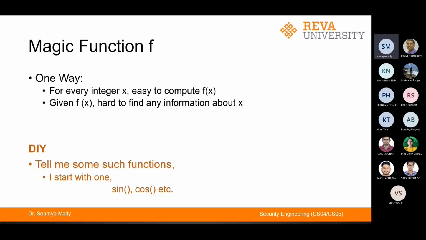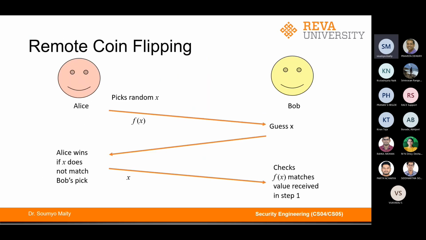Okay, now we understood what a magic function is. What is this magic function named hash? It has to be one way. Last day we also discussed it in a different way. If Alice gives a function to Bob, Alice picks a random number, applies a function on that number and sends that output to Bob. Can Bob guess what was the actual number that Alice thought of? This is a thought exercise.